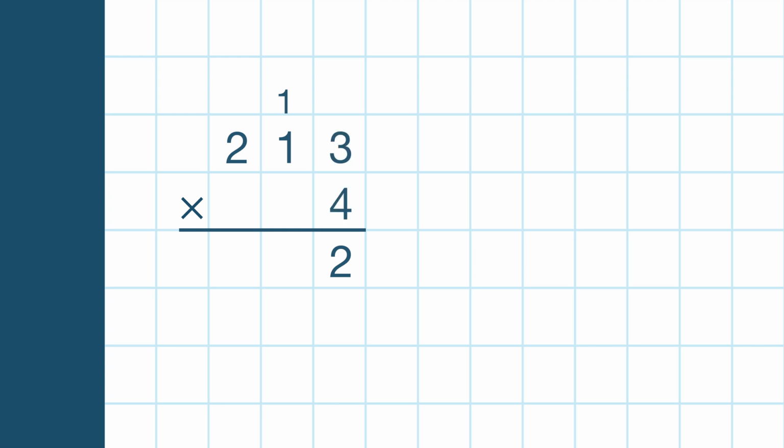Now multiply the tens place. 1 times 4 equals 4. Add the 1 that we carried. 4 plus 1 equals 5. Write the 5 in the tens place.